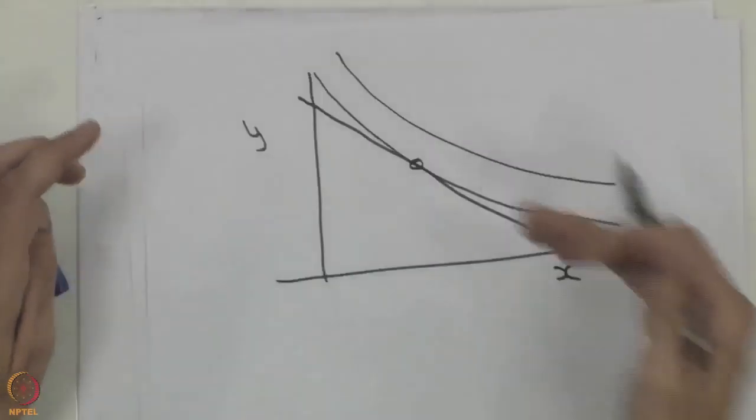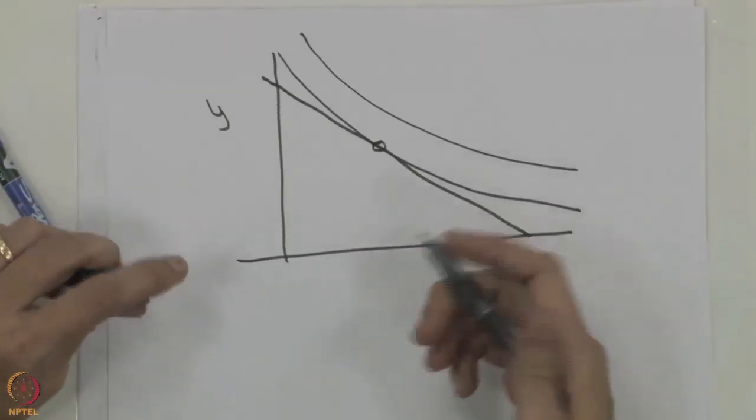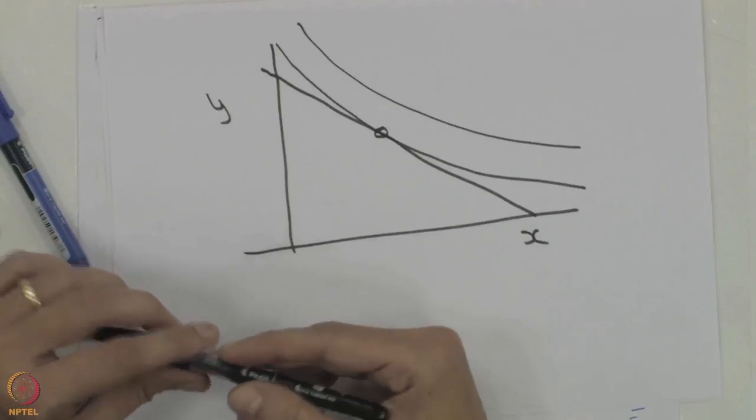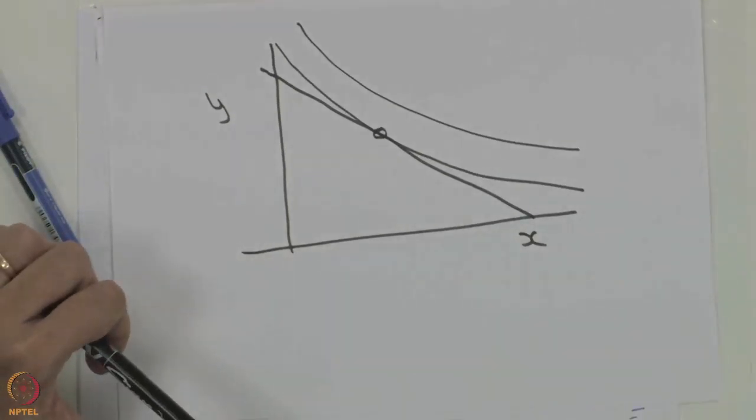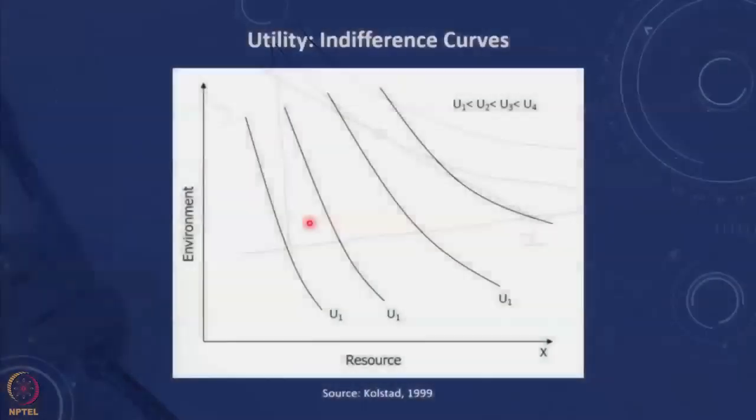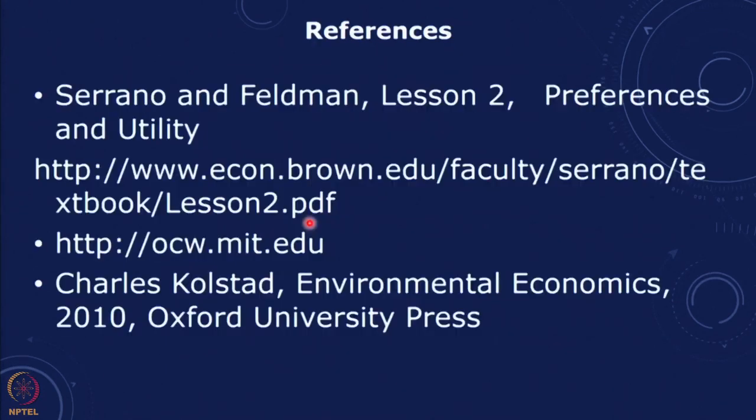And then with this, now we can see what happens if the prices change, what happens with the utility changes. And in the tutorials, we will take a few examples where we can look at this. You can look at, of course, in the case of indifference curve, we can also look at indifference between environment and resources, and this is what we will go through.